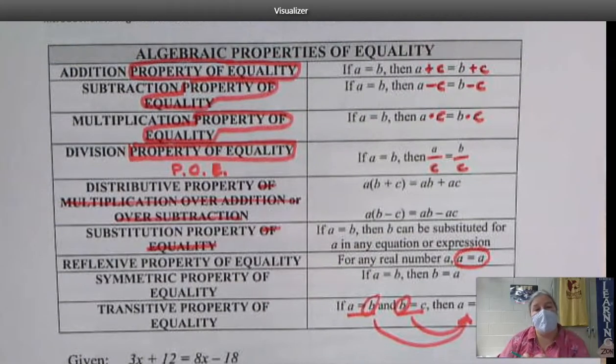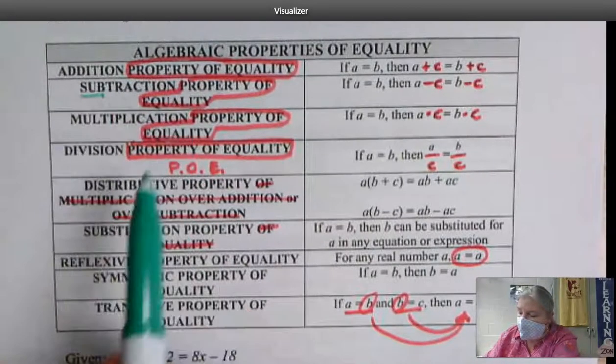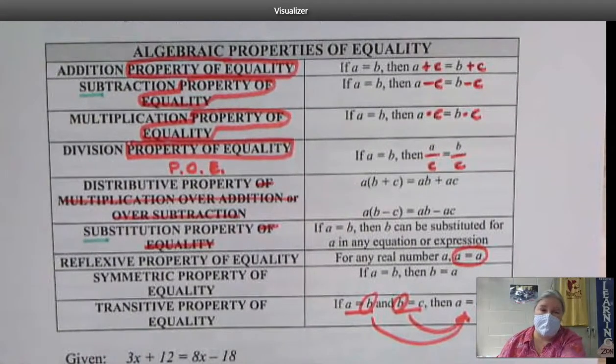Before I let you go, there's one more thing I want to point out to you. Be very careful when you're making abbreviations. Do not ever abbreviate anything here as sub, okay? Because there's the subtraction property of equality, and there's also substitution. So nobody would know for sure which one of those you meant. So be very careful that you only abbreviate things if it's very clear what you mean by that, and you're sure that your teacher is going to know what you mean.